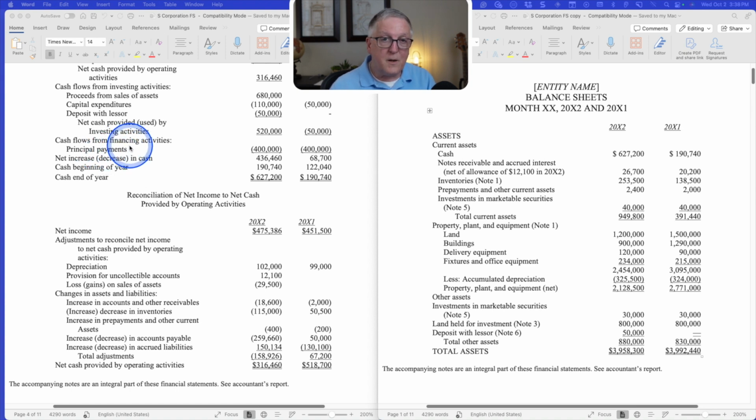Now, financing deals with money that's going in and out from the owners, but also money going in and out from lenders like banks. So in this example, we've got payments going to a lender for $400,000. Again, this is a check. They wrote a check for, say, $400,000 on October 1. Well, that's easy to chase down. So we have direct cash flows for investing and financing.